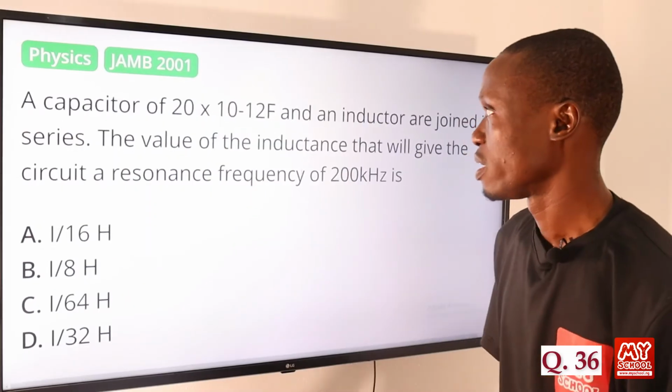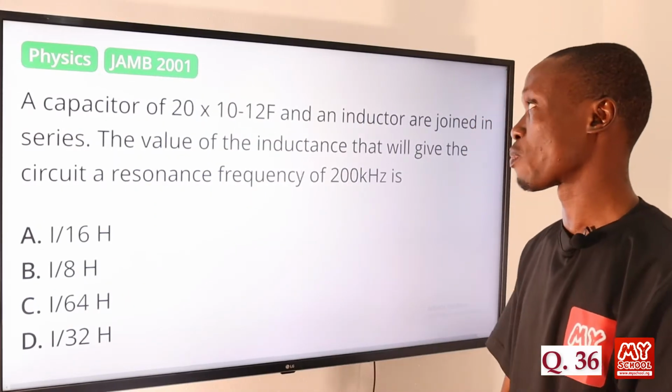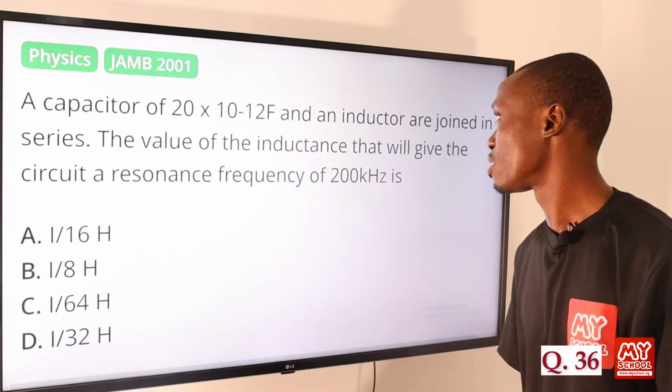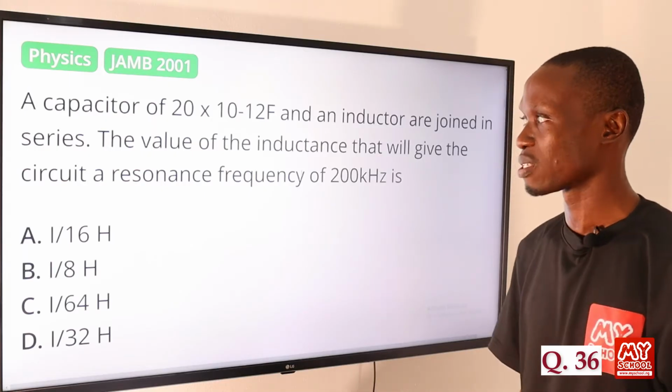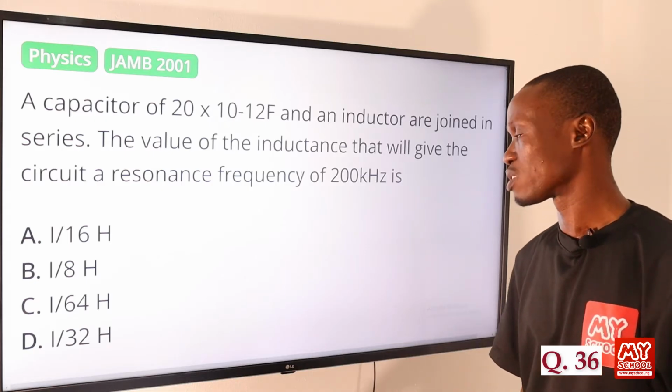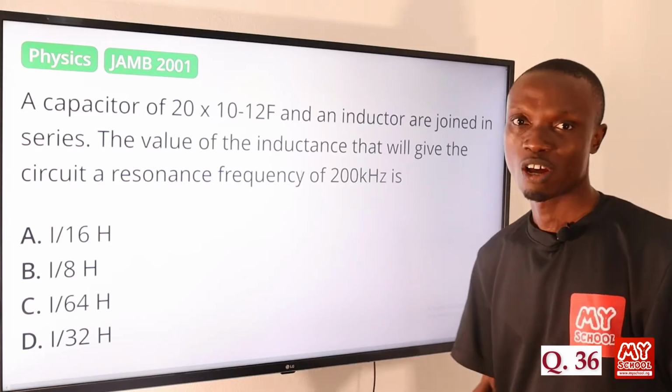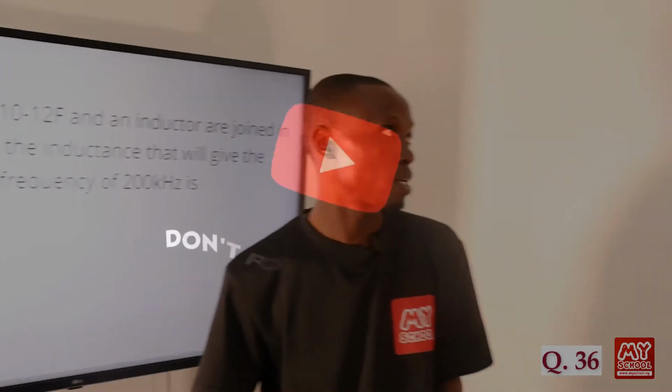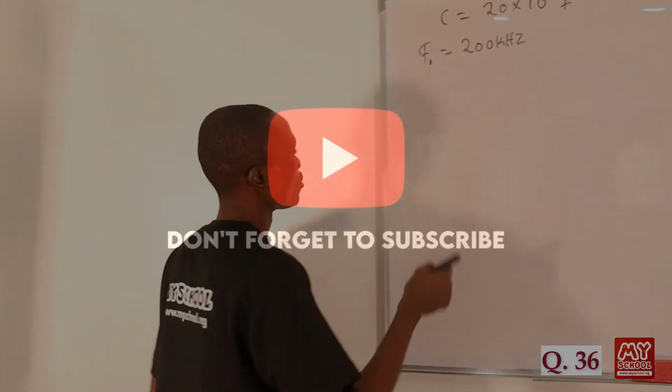Question 36. A capacitor of 20 times 10 raised to power minus 12 farad and an inductor are joined in series. The value of the inductance that will give the circuit a resonance frequency of 200 kHz is? So let's move over to the board to provide the answer to this question.